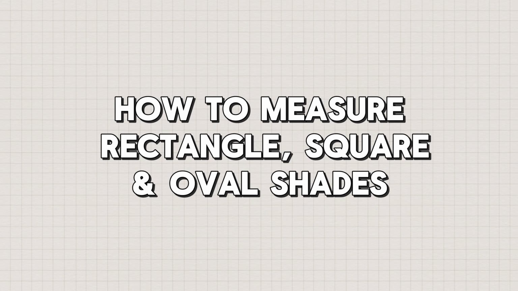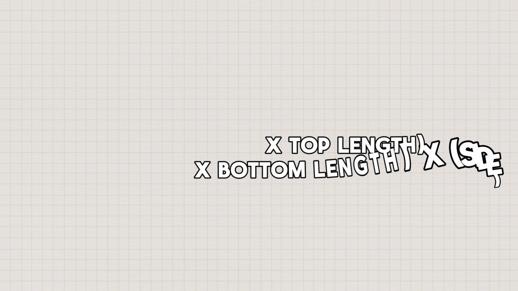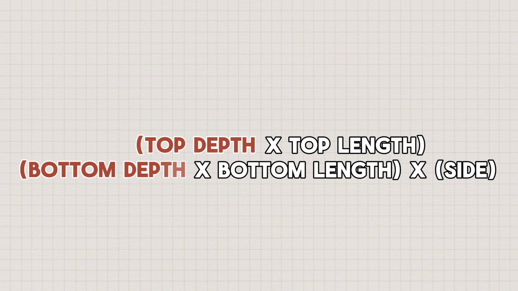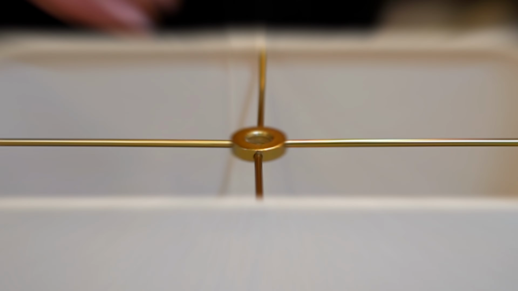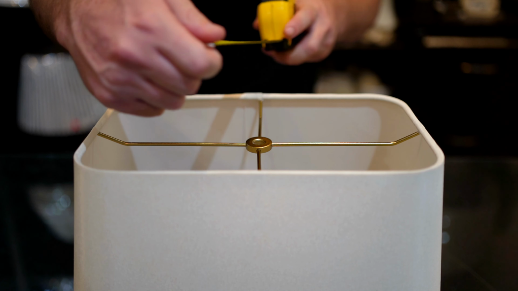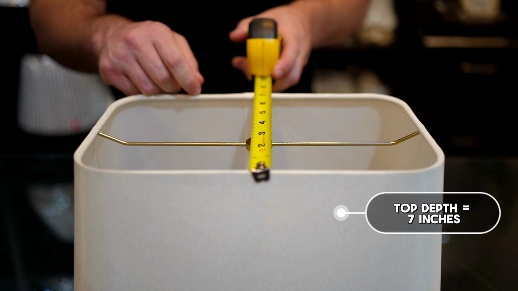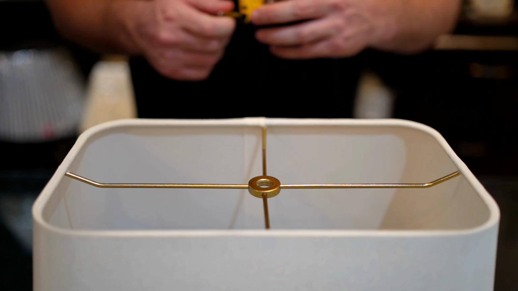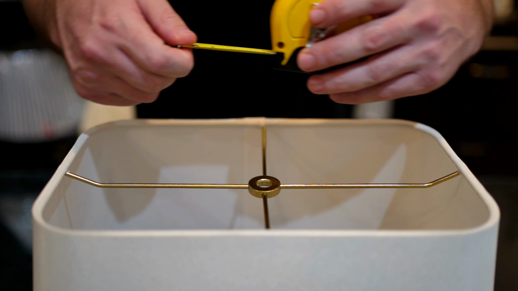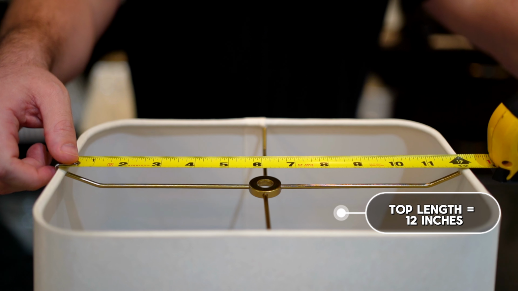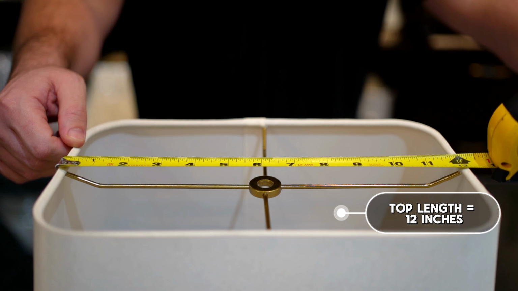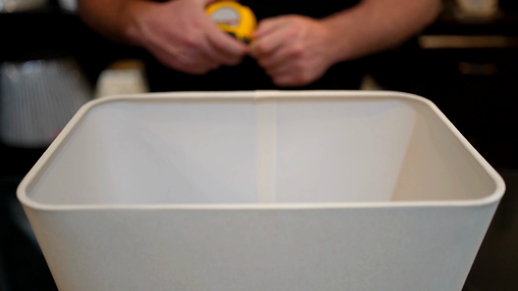Next, we'll cover how to measure other shapes such as rectangles, squares, and ovals. The main difference here is that you'll be adding an additional measurement for the depth of the shade. Begin by measuring across the top, but this time first will be the depth. Then you'll measure across the length of the top. Together, these two measurements will make up the top dimension.